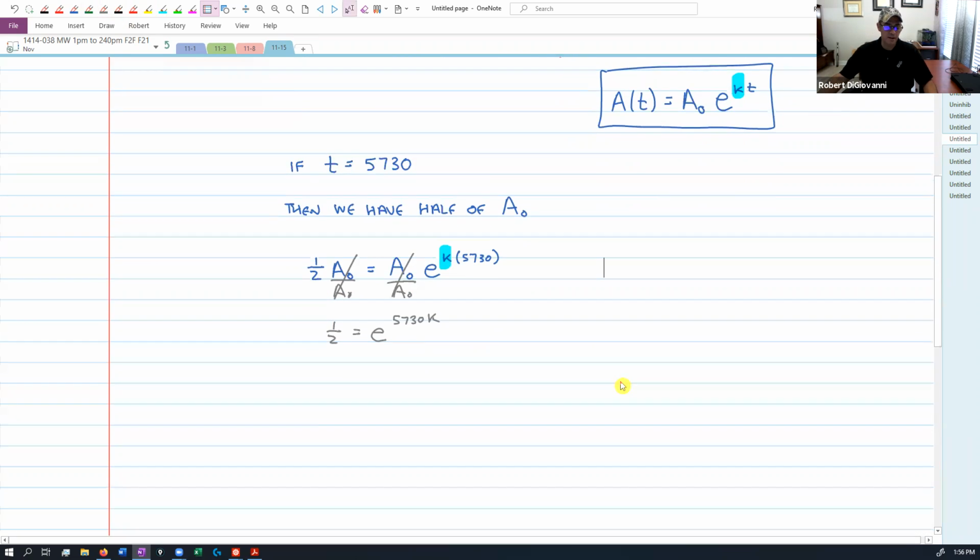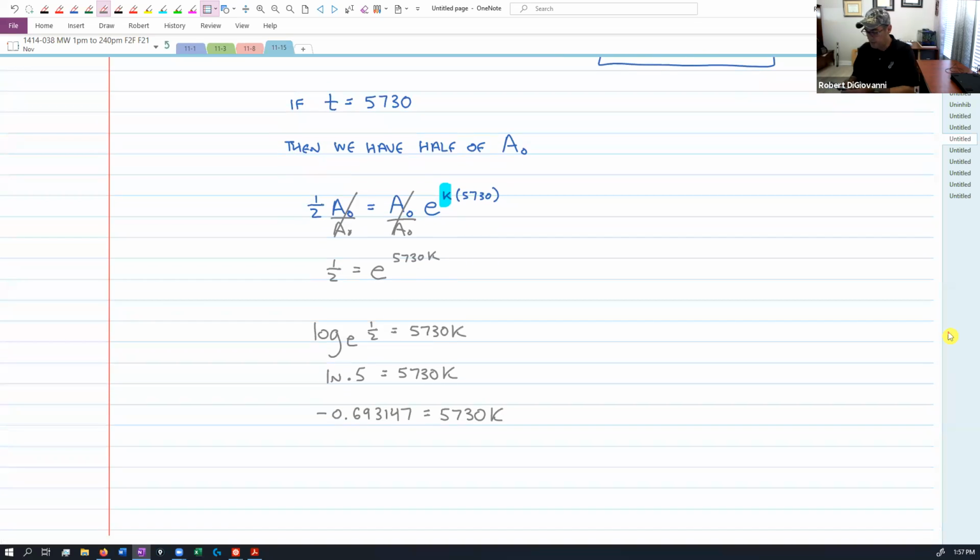Okay, divide both sides by A naught. Now I create the log, base e, of 1/2 equals 5730 K. This is the same as natural log of 0.5 equals 5730 K. Now you're going to get a very small number on your calculator, not on this step, but on the next step. So this is negative 0.693147 equals 5730 K. And now I divide by 5730.